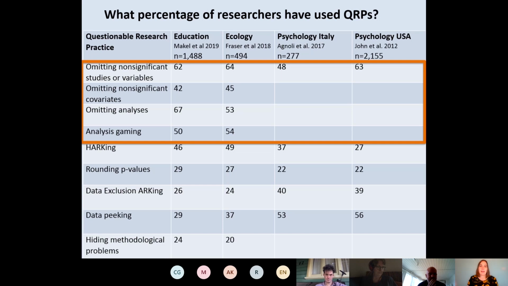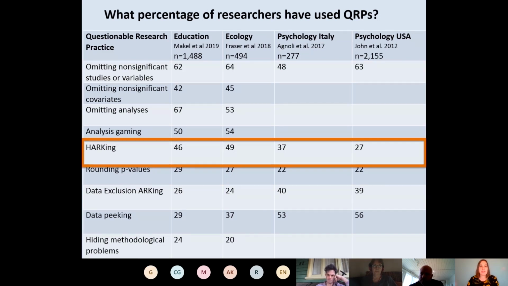And firstly, the rates of this in ecology are pretty similar to in other fields, where there is known to be a problem with replication success. And secondly, they're really high. So it's about 50% of people or more that have engaged in some of these questionable research practices at least once.